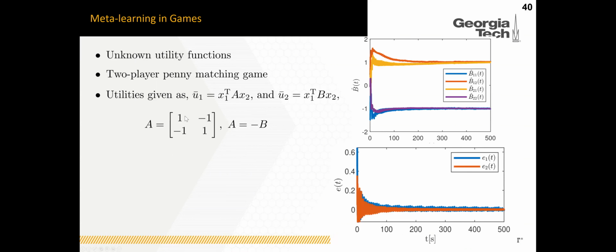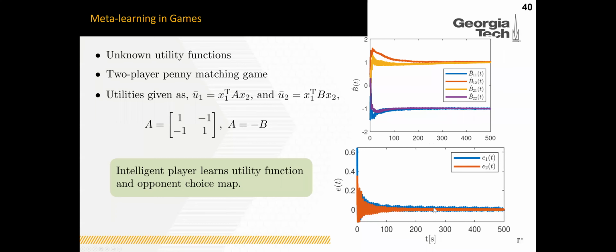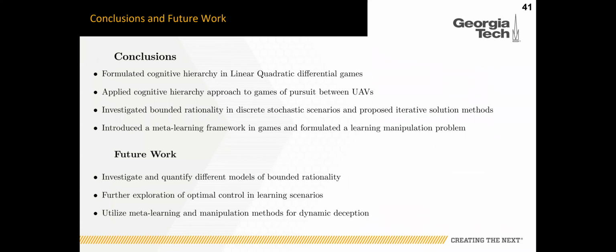Eventually you see that, for a non-utility function, I was able to identify properly all the components of my B matrix. And then eventually I was able to learn how the other agent was learning. So you see this error eventually went to 0. This is the intelligent player that eventually learns the utility function and the opponent choice map.